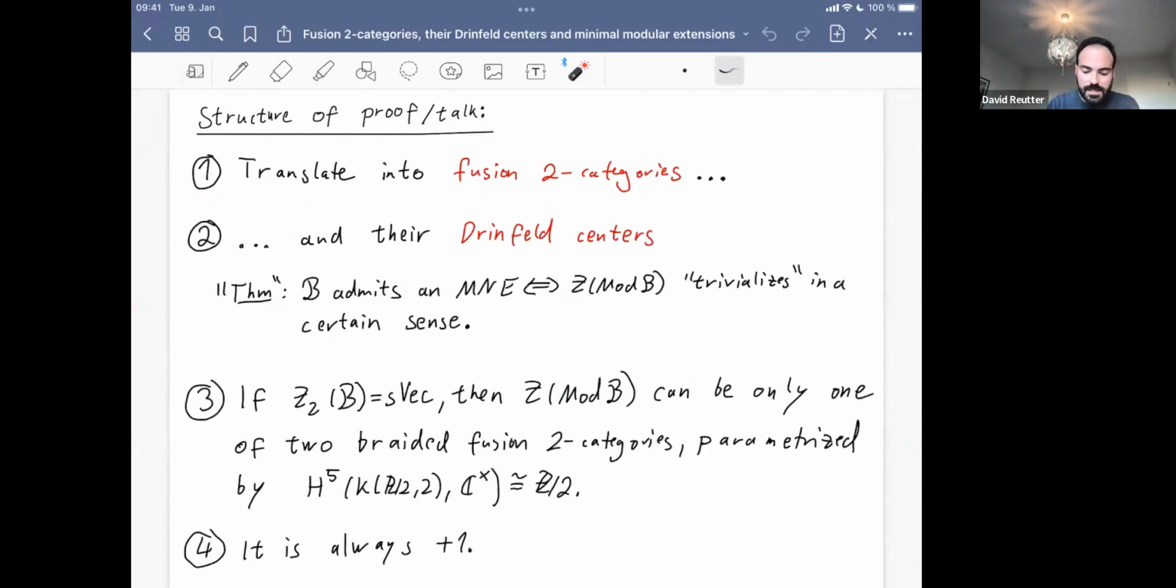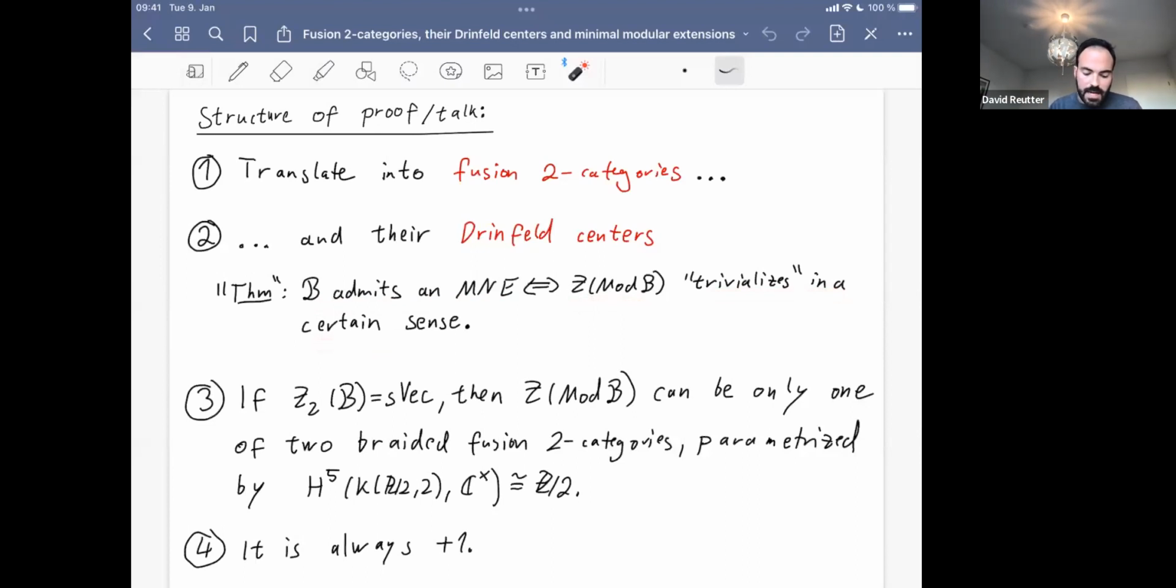Then I'm going to talk about Drinfeld centers of fusion two categories. Essentially this will lead to a statement of the form that B admits a minimal non-degenerate extension if and only if the Drinfeld center of the fusion two category of modules of this braided fusion one category trivializes in a certain sense. And I'll tell you what the certain sense is.